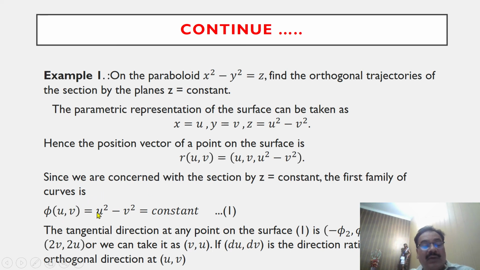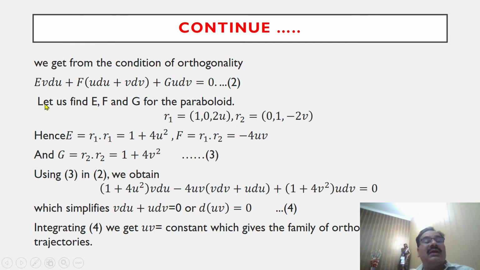Since we are concerned with the section by z = constant, the first family of curves is phi = u squared - v squared = constant. Let this be equation number 1. The tangential direction at any point on the curve 1 is (-phi2, phi1), and if you differentiate you will get (2v, 2u), or we can take it as (v, u). If du, dv is the direction ratio of the orthogonal direction at (u,v), then from the condition of orthogonality we get this expression, which is equation number 2.